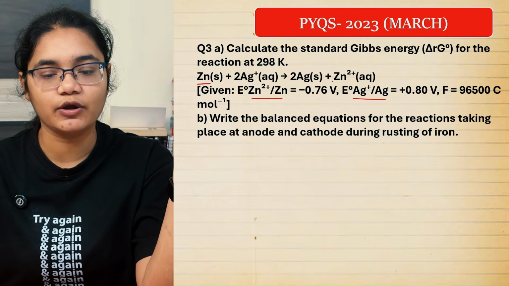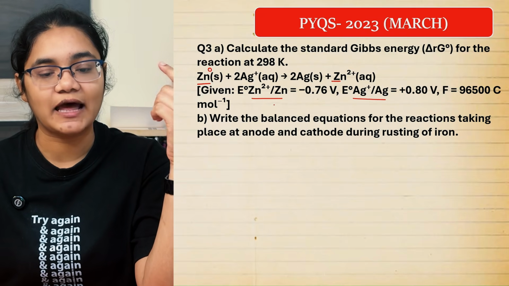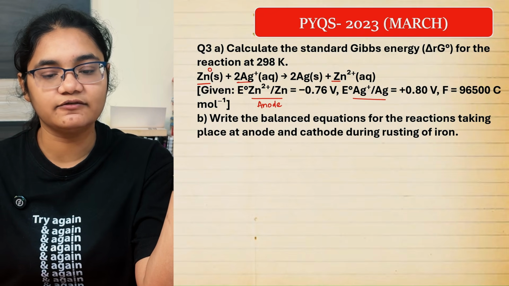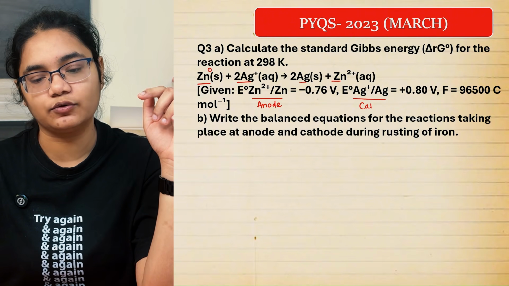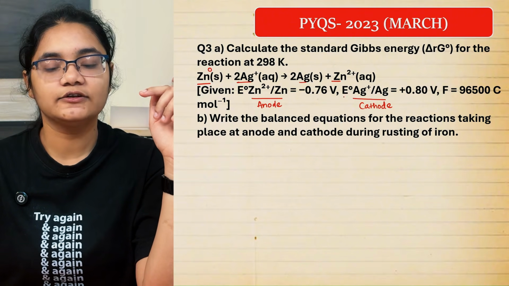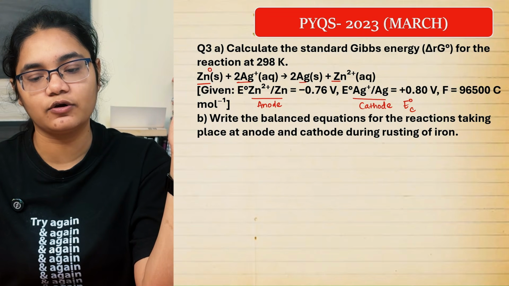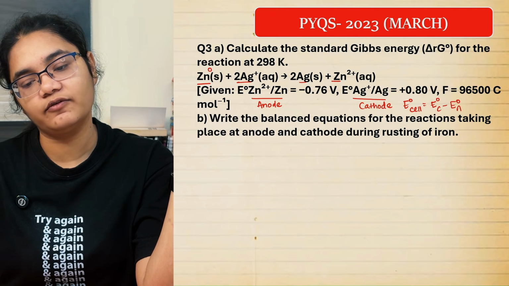See, zinc is undergoing oxidation, right? 0 to 2 plus. Zinc is undergoing oxidation, and oxidation happens at the anode. So zinc has to be the anode. And you can see silver is undergoing reduction, so that means this one has to be the cathode. So I will subtract cathode minus anode. So E naught of the cell is equal to E naught of cathode minus E naught of anode.